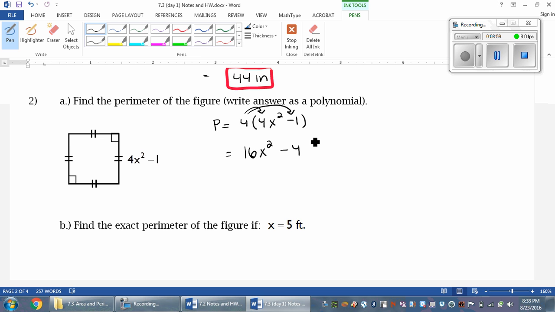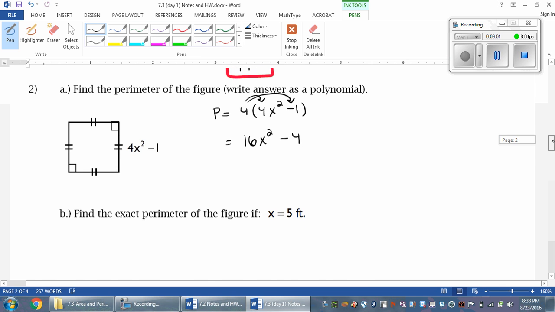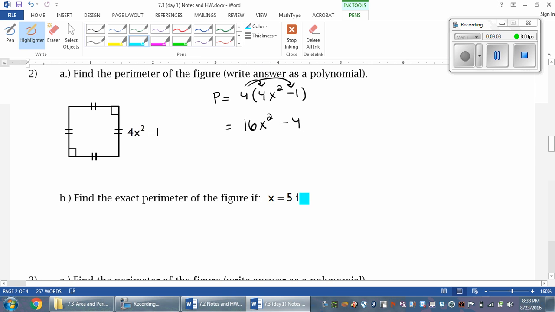Now what you can do is find the exact perimeter when x is 5. So just like in the previous example, I'm going to take this expression and substitute 5 where I see x. So the perimeter is going to equal 16 times 5 squared minus 4. Put in your calculator 16 times 5 squared minus 4 and you get 396.